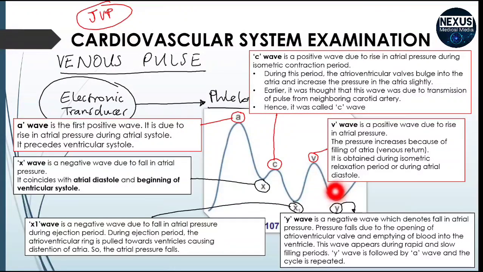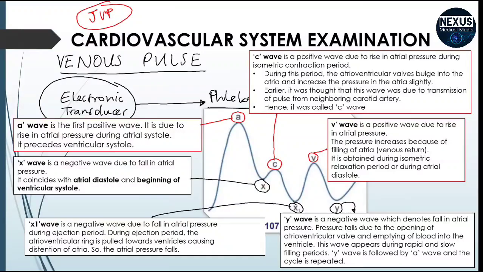And then the last negative wave here is the Y wave, right? This Y wave is a negative wave. It denotes the fall in atrial pressure, right? This fall is occurring because of opening of the AV valves and emptying into the ventricles. This wave appears during rapid and slow filling periods. So the Y wave is then followed by the A wave again, and the cycle repeats again and again, right?